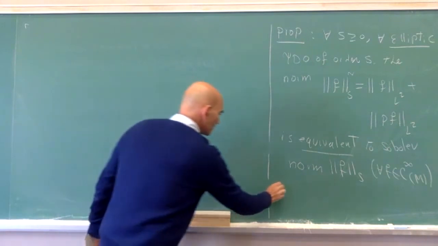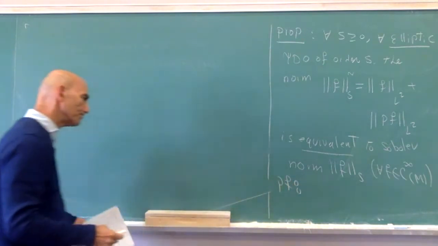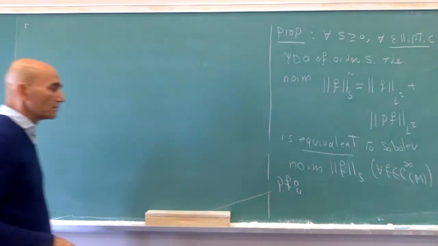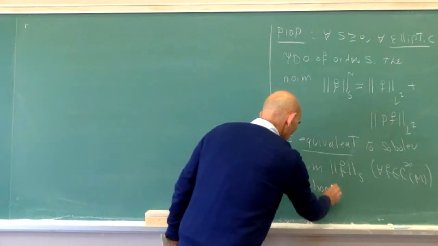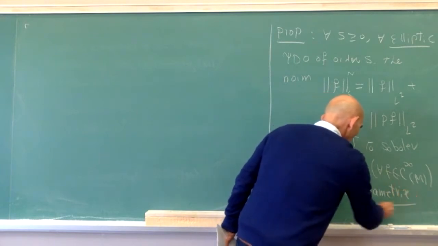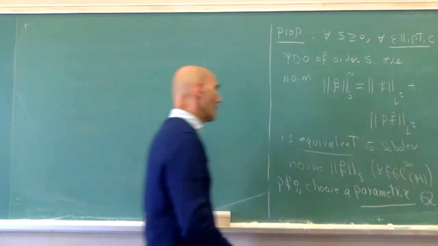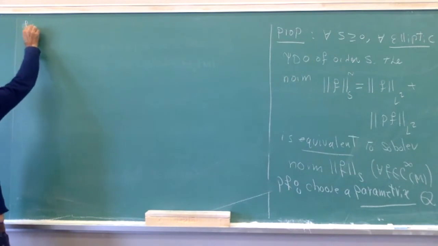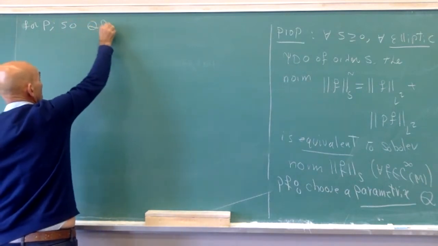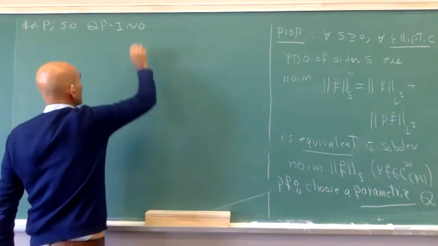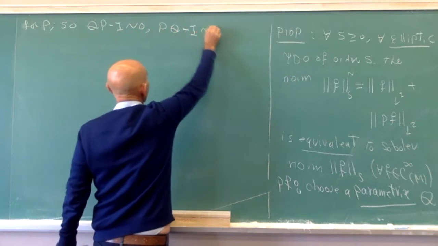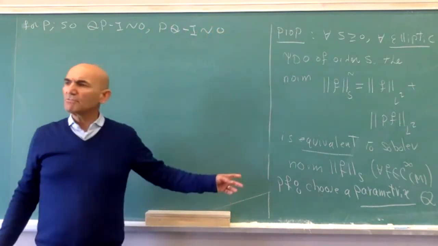Okay, so proof. Choose, I just say, a parametrix Q for P. So PQ, I would say QP minus 1, that's asymptotically 0 or infinitely smoothing, and PQ minus I also. So what is this? I think I defined what parametrix means.